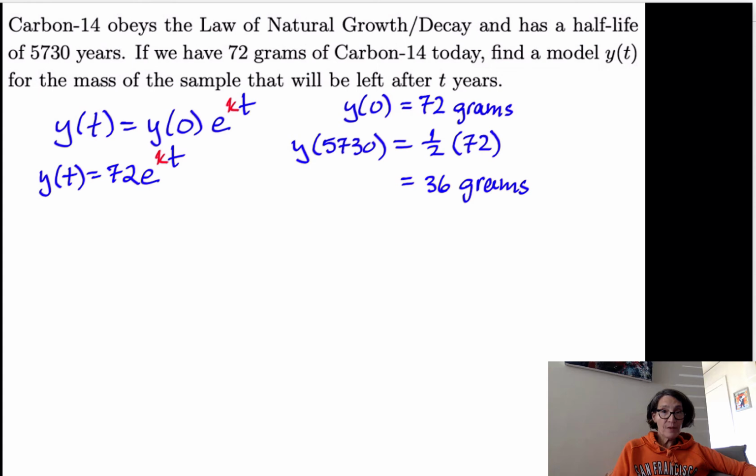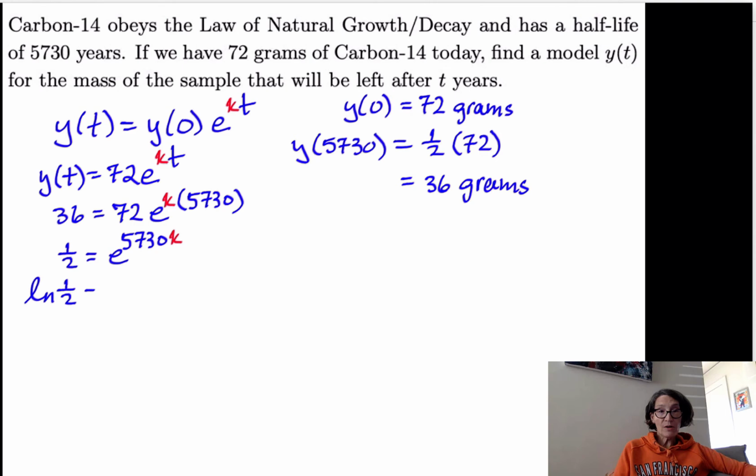So let's plug it in. If we plug 5,730 years into our function, we get 36 grams equals 72 times e to the k times 5,730. Now we can solve that for k. Let's first divide both sides by 72. 36 divided by 72 is 1/2. We get 1/2 equals e to the 5,730k.